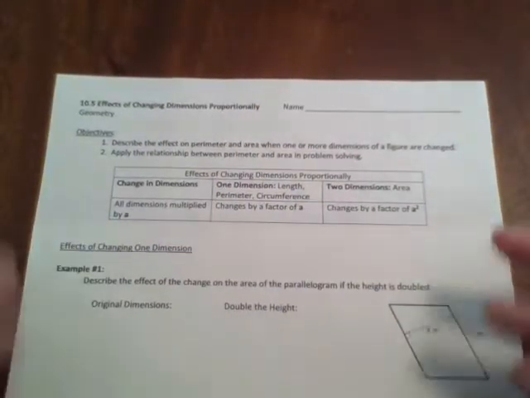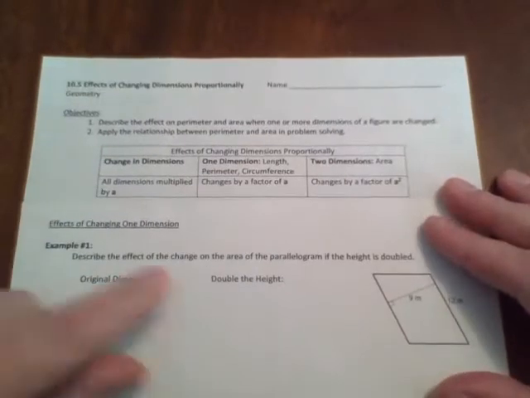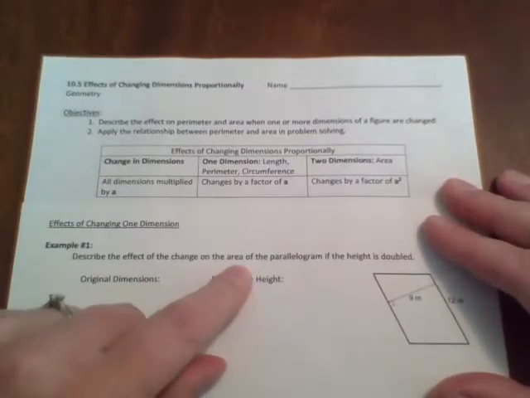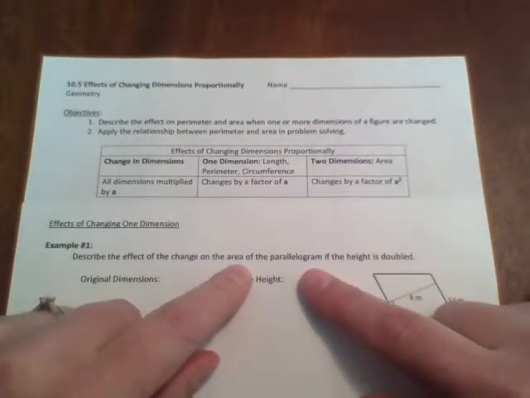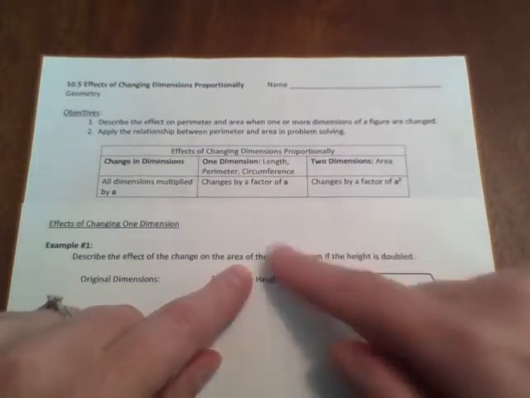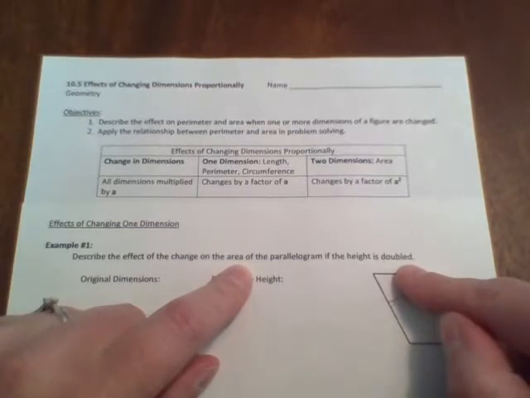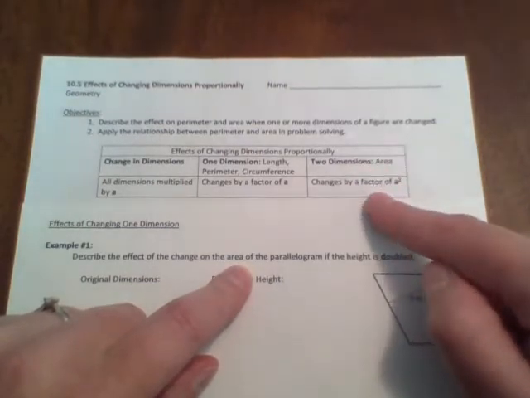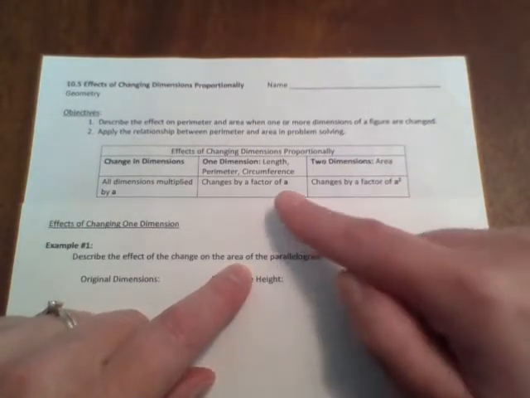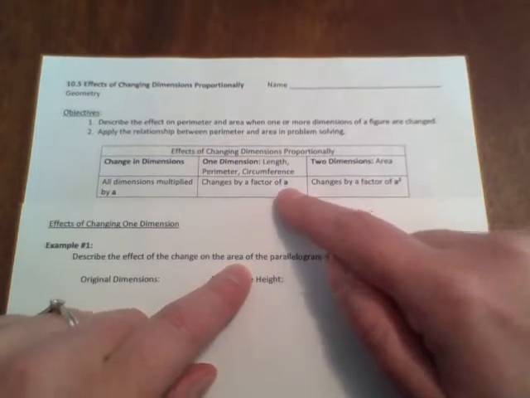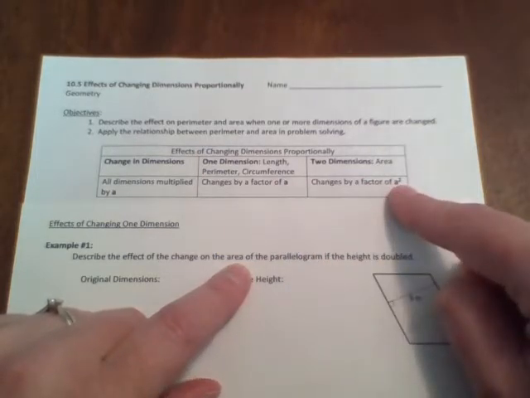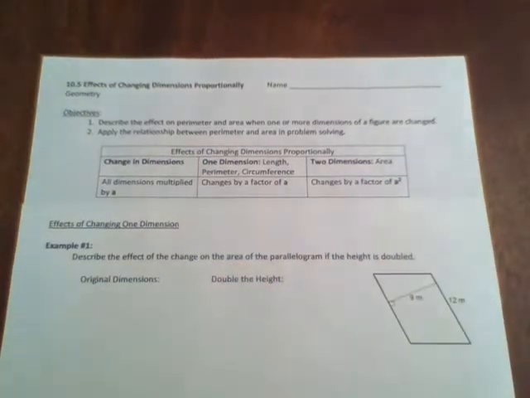So the first example is to describe the effect of the change on the area of the parallelogram. So we're talking about area if the height is doubled. So again, something's happening here being multiplied by a 2 for doubled, okay? But then what happens to the area? We can predict that if this number is 2, then the area is going to be multiplied by 2 squared. But we will show the work for how that works.